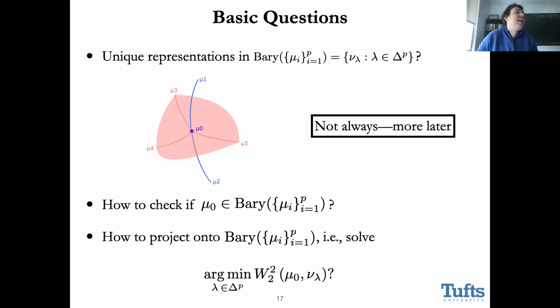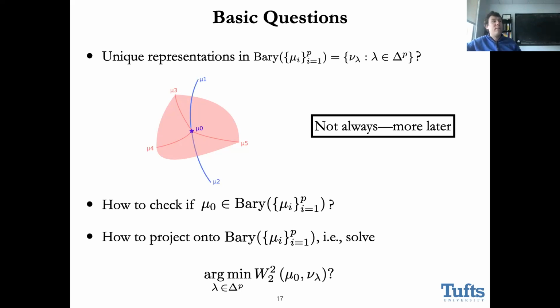The question that motivated most of this work was: can you find a way to check if mu naught is in this barycentric span or not? Can you give me an algorithm that, if I gave you perfect information about mu naught and the mu i's, or samples from them, can do inference and check this question? And then the grander question would be, can you project onto the barycentric span? Can you find a probability measure in the barycentric span closest to my measure of interest? This is a harder question, I think.